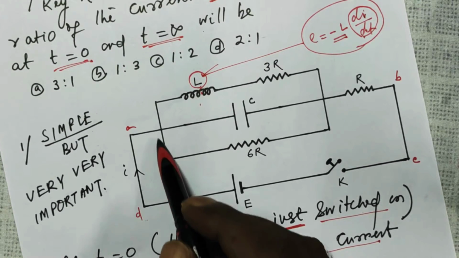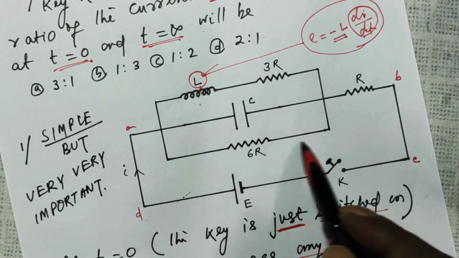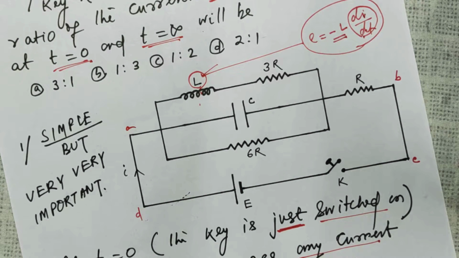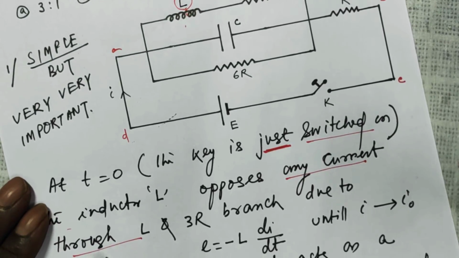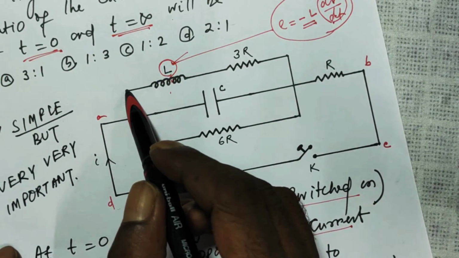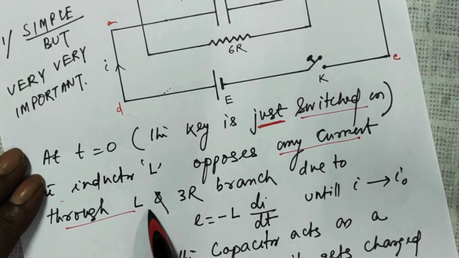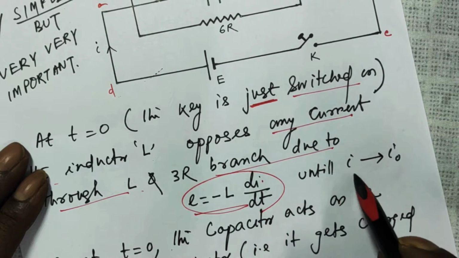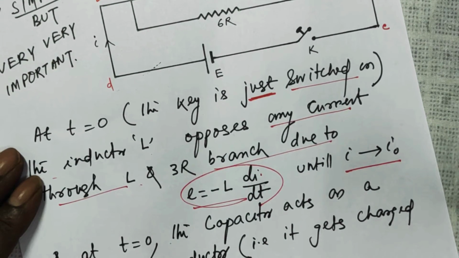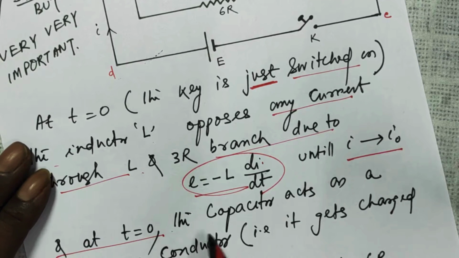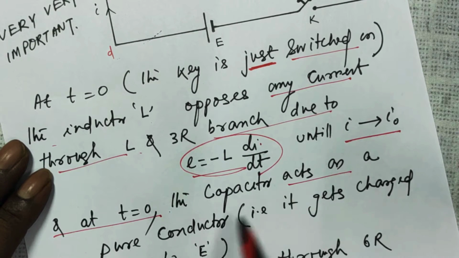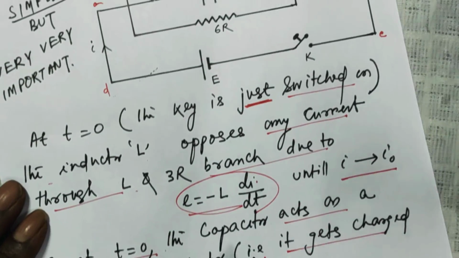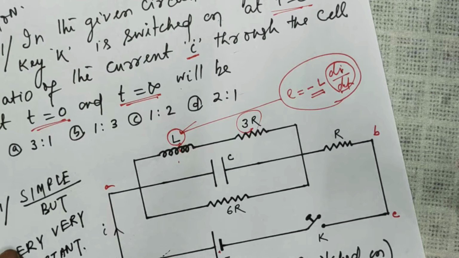Now the question is, why no current to this side? Also to this side there is no current, because the capacitor has to be fully charged first. So there is no current through the branch with L and 3R due to this opposition until this I becomes I naught. And also at t equals 0, the capacitor acts as a pure conductor. That is, it gets charged due to this source of EMF.